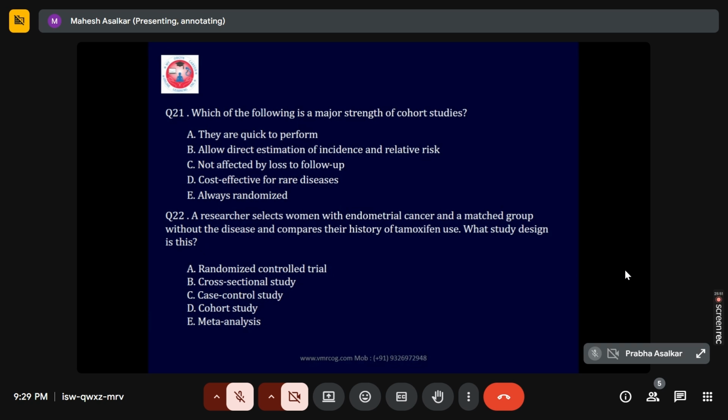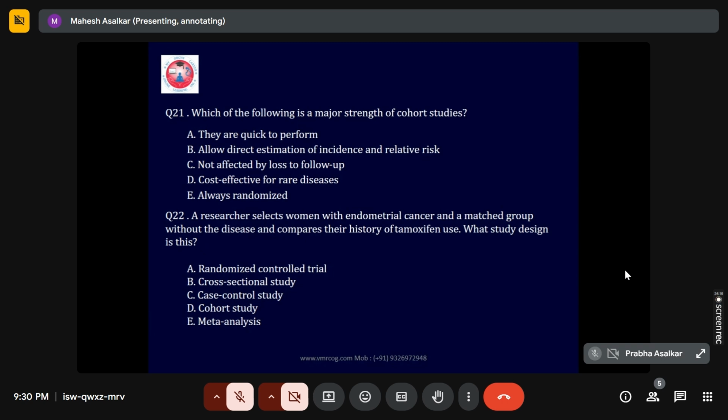Question 22. A researcher selects women with endometrial cancer and a matched group without the disease, and compares their history of tamoxifen use. What study design is this? Option A, randomized control trial. Option B, cross-sectional study. Option C, case control study. Option D, cohort study. Option E, meta-analysis.